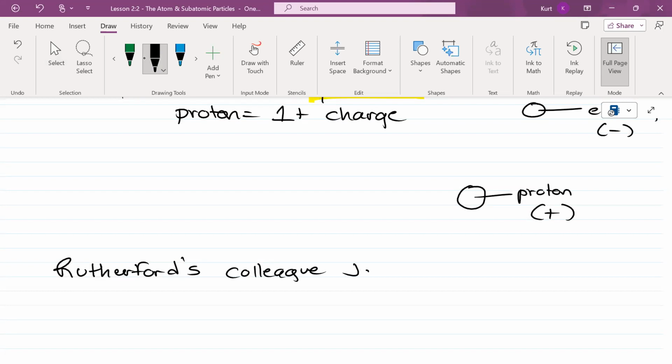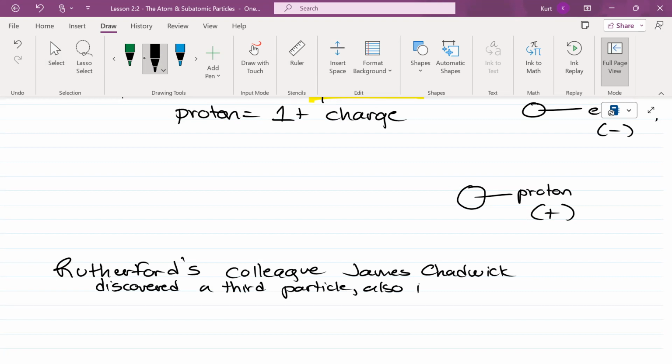Rutherford's colleague, James Chadwick, discovered a third particle, also in the nucleus. And this was the neutron.